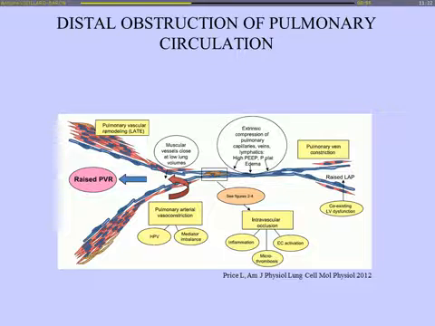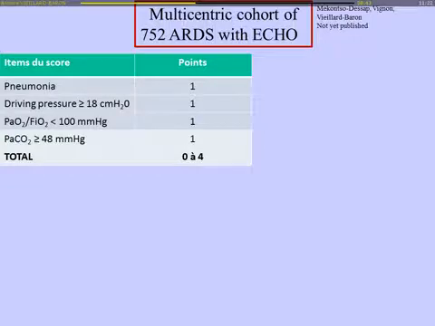Now you know that you may have distal obstruction of the pulmonary circulation, as I showed you this morning, so I cannot spend too much time on this part. Remember this review from Lara Price. And it may allow me to answer the question of Frances regarding how to suspect acute cor pulmonale in this situation.